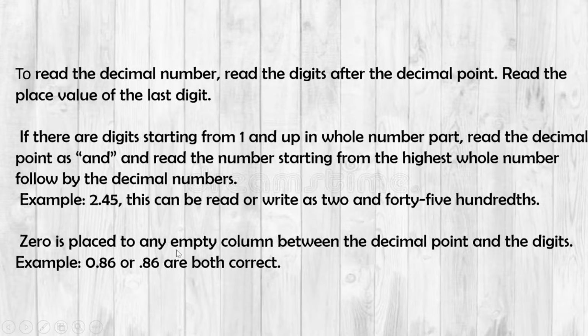0 is placed in any empty column between the decimal point and the digits. Example, .86 or 0.86 are both correct. So, you can write it this way or without the 0 as long as there is a point. Don't forget the point. Because without the point, that is a whole number.